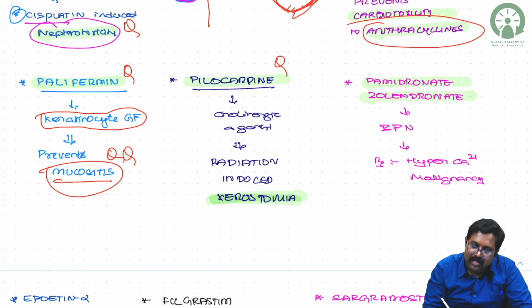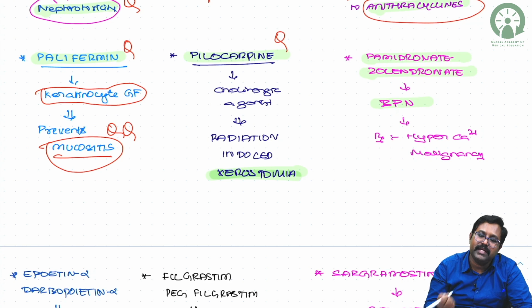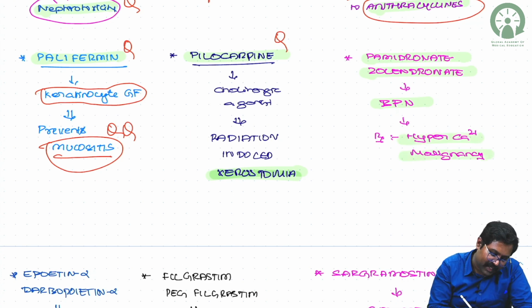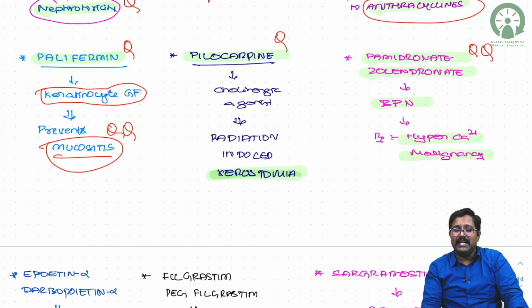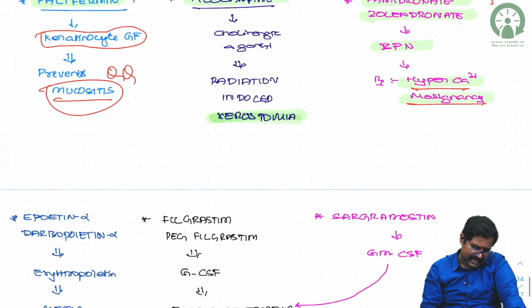Next, very important again, are pamidronate and zoledronate. Pamidronate and zoledronate are the bisphosphonate group of drugs, mainly used in the treatment of hypercalcemia of malignancy. So it is also very important. In case of hypercalcemia of malignancy, which will be the rescue drug? That will be the bisphosphonates.